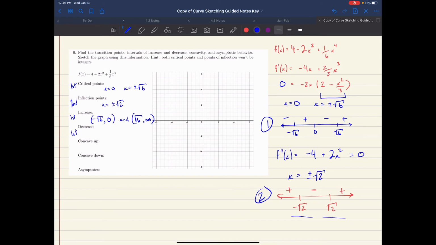Intervals of decrease are where the derivative values in chart 1 are negative. That would be from negative infinity to negative root 6 and from 0 to root 6.